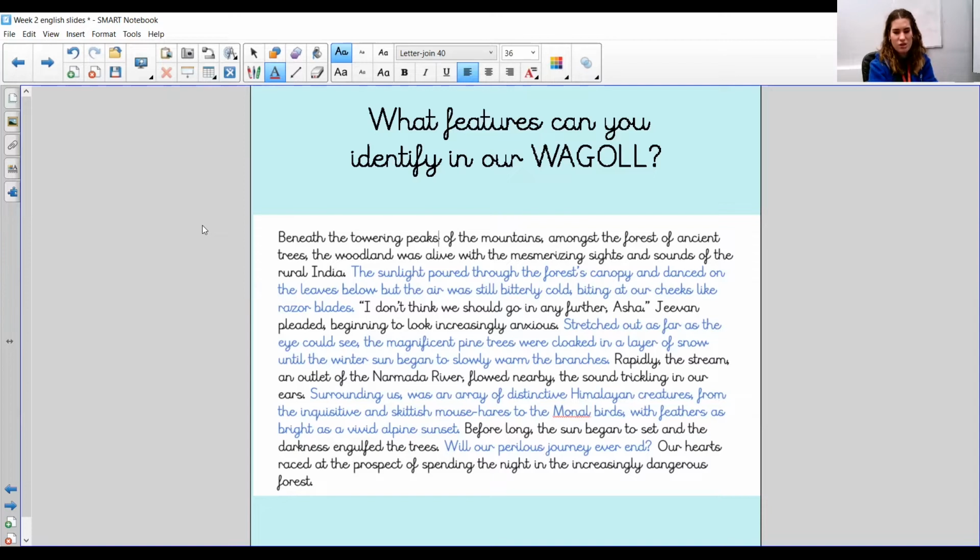"I don't think we should go any further, Asher," Jeevan pleaded, beginning to look increasingly anxious. Stretched out as far as the eye could see, the magnificent pine trees were cloaked in a layer of snow until the winter sun began to slowly warm the branches. Rapidly, the stream, an outlet of the Narmada River, flowed nearby, the sound trickling in our ears. Surrounding us was an array of distinctive Himalayan creatures, from the inquisitive and skittish mousehares to the monal birds with feathers as bright as the vivid alpine sunset.